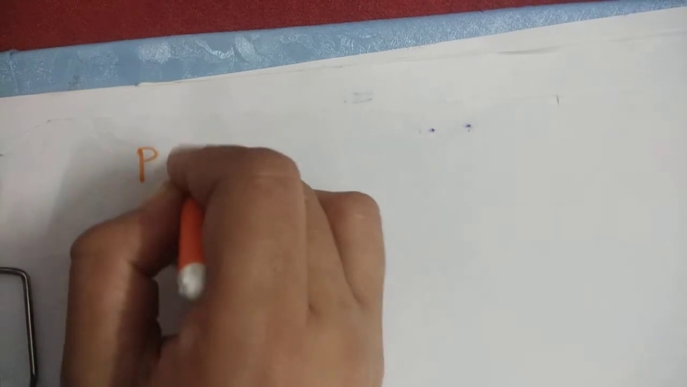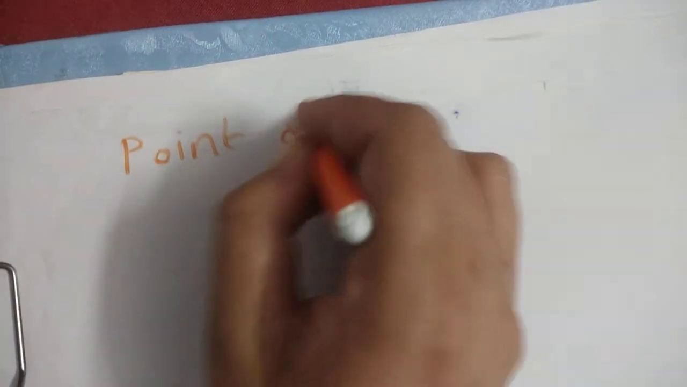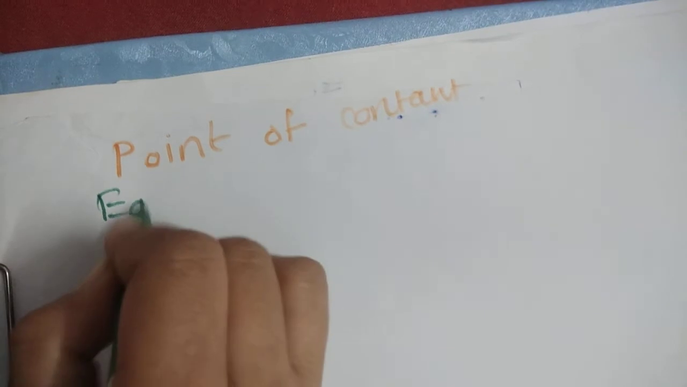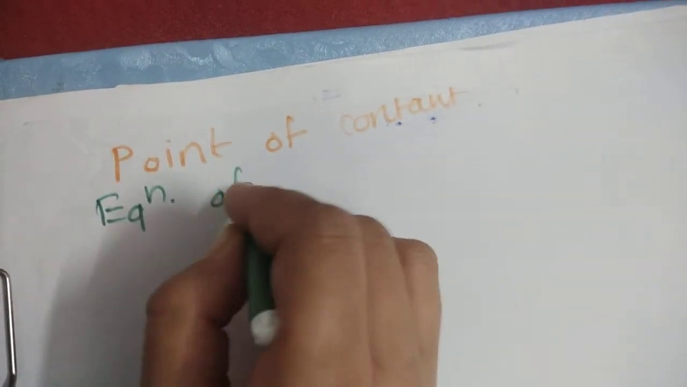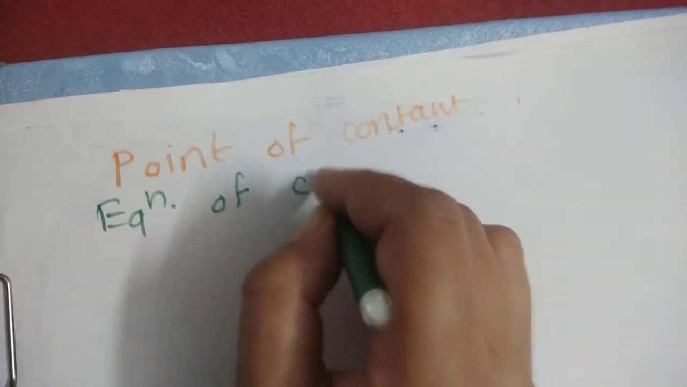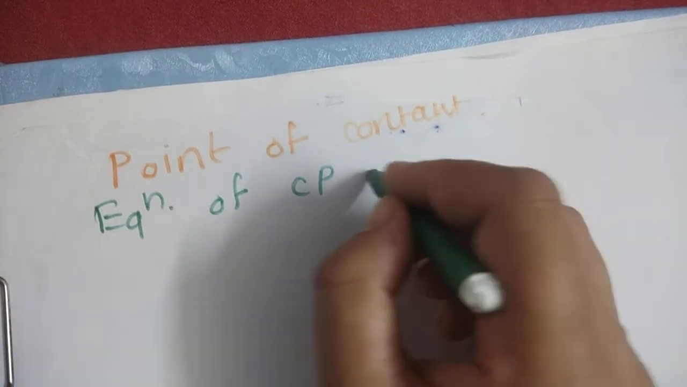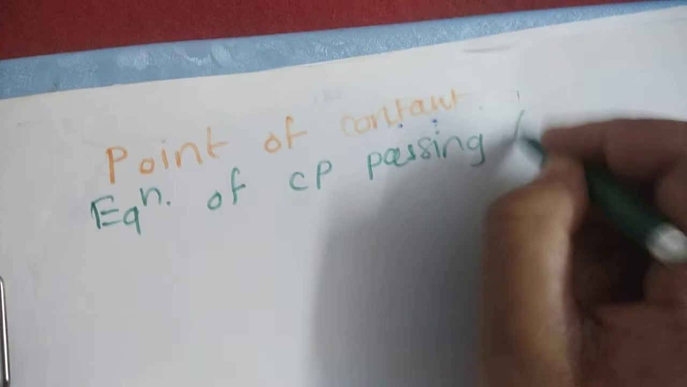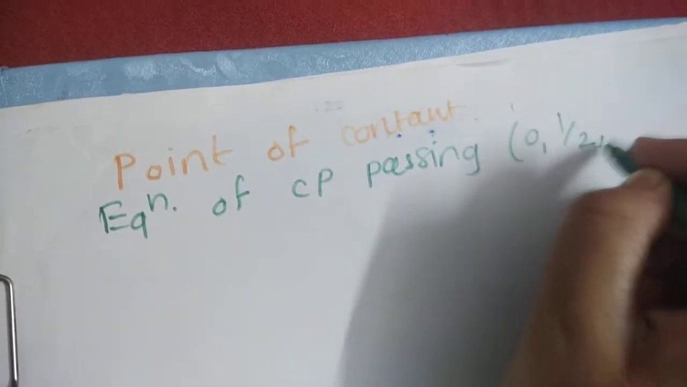Now next, how to find the point of contact. To find out the point of contact, we have to consider the equation of a line in symmetrical form. What we have to consider is the equation of that line CP, the equation of line CP that is passing through 0, 1 by 2 and 1.